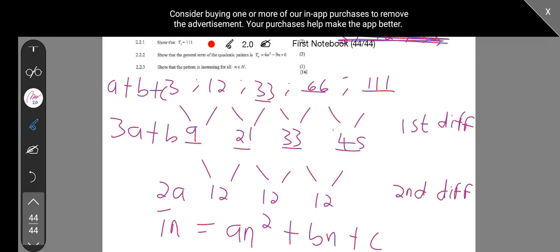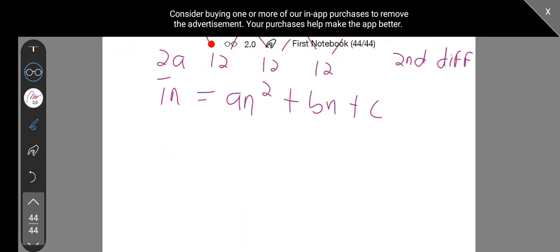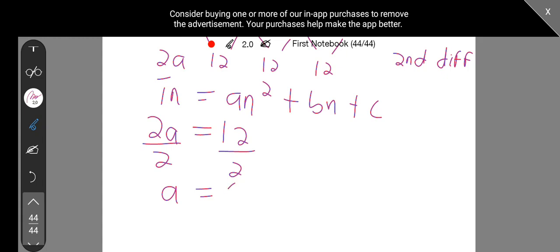Okay, so we're going to say that 2a is equal to 12, because we said that 2a is equal to the second difference. So 2a is equal to 12. We divide both sides by 2, and a is equal to 12 over 2, that is 6. And we're going to look for 3a plus b now.